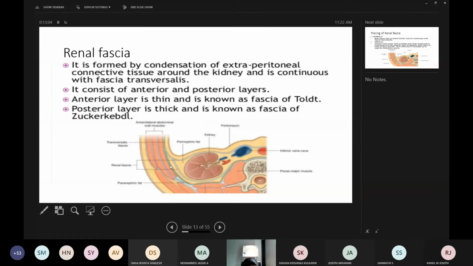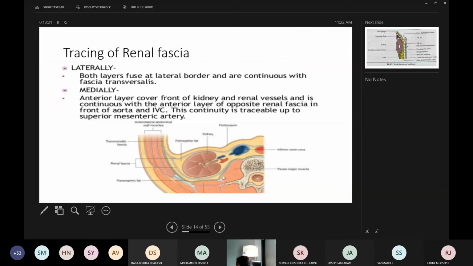If you trace it laterally, the anterior and posterior layers merge with each other. The anterior layer is called the fascia of Toldt and the posterior layer is called the fascia of Zuckerkandl. The renal fascia, okay, this is the same thing.